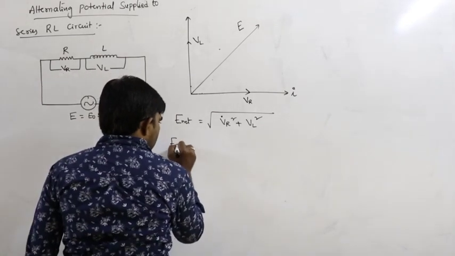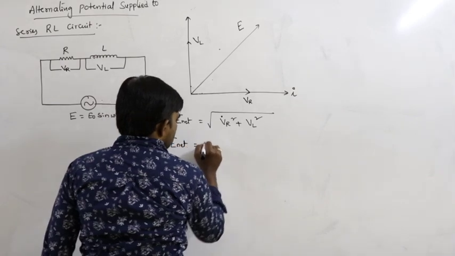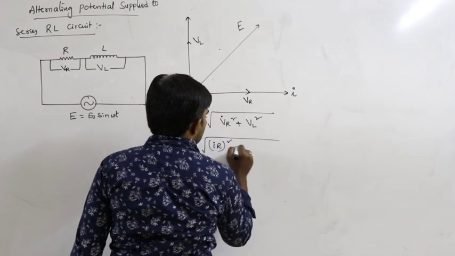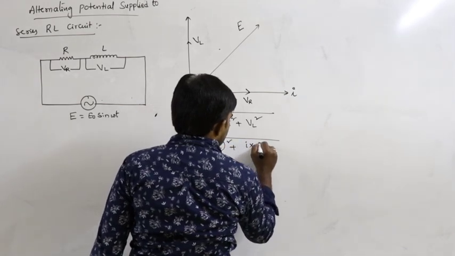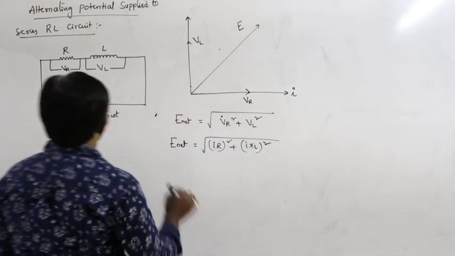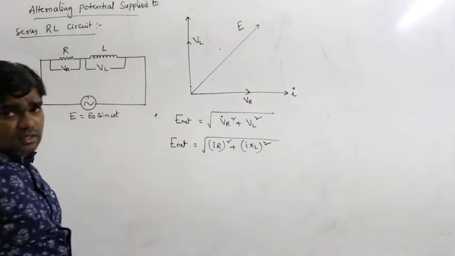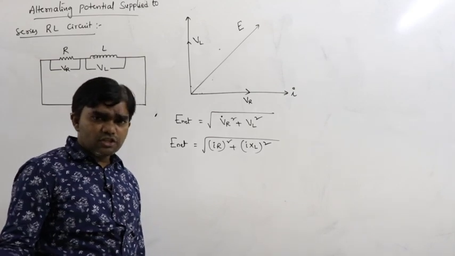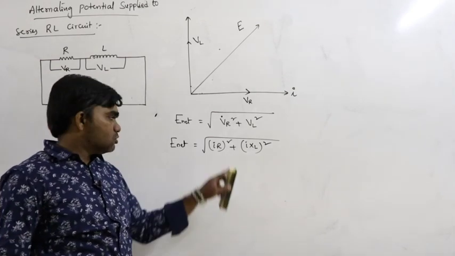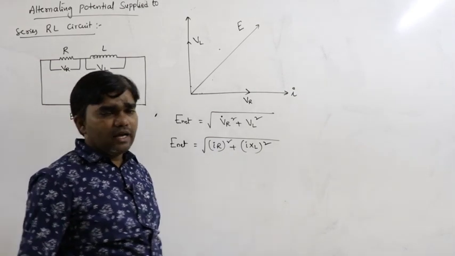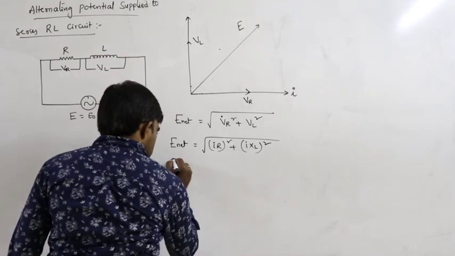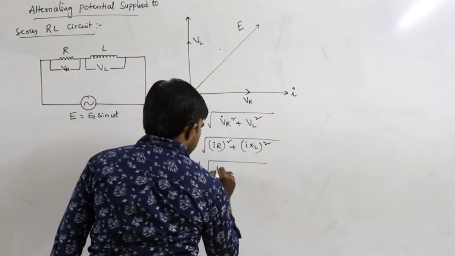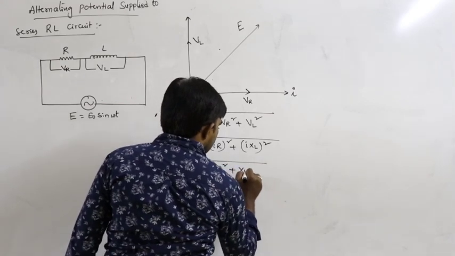Next, E net can be written as under root of I into R whole square plus I into XL whole square, because these two are in series. These two being in series means the same current passes through them, or the rate of change of current is the same in both. So that's why IR whole square plus IXL whole square. So E net is equal to I common, under root R square plus XL square.